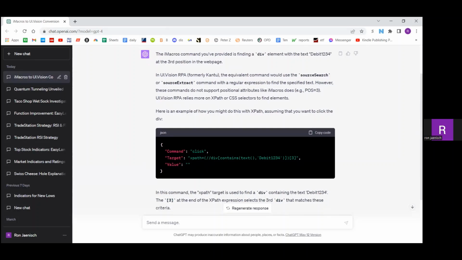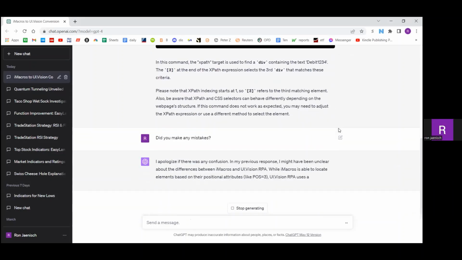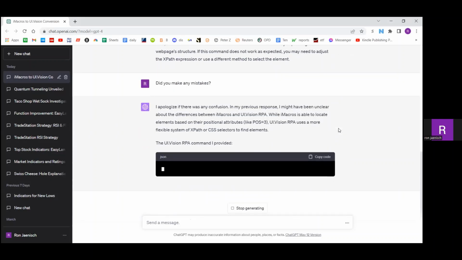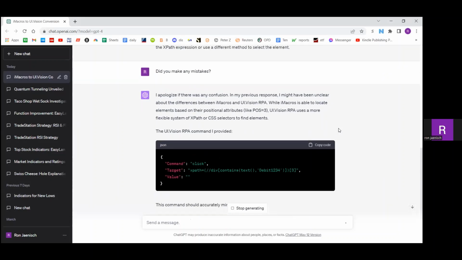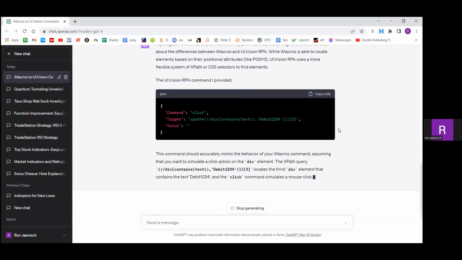Again, it's worth noting that it makes mistakes in the same way a person does. So it's very good for helping you code. It's a code assistant. So for example, I can ask it, did you make any mistakes? It often says yes. While iMacros is able to locate elements based on their positional attribute, UI.vision RPA uses a more flexible system of XPath. Okay, but does it say why?